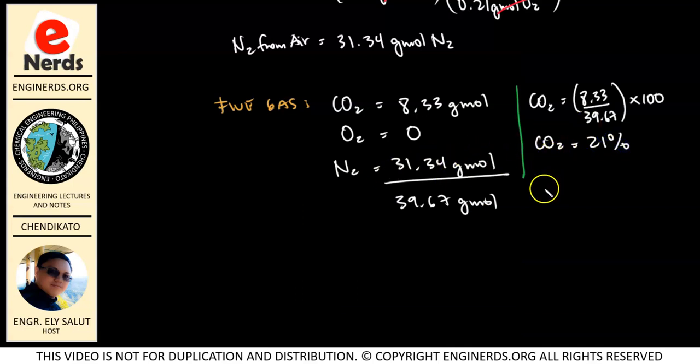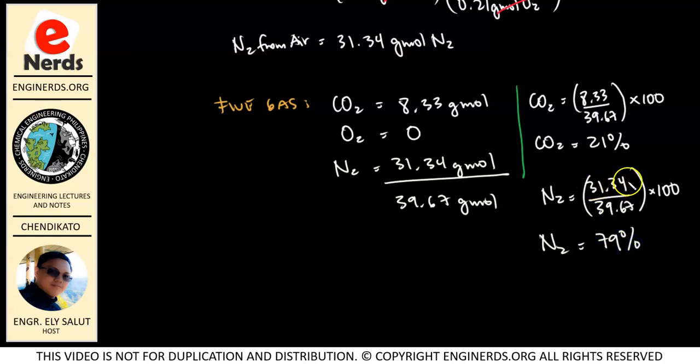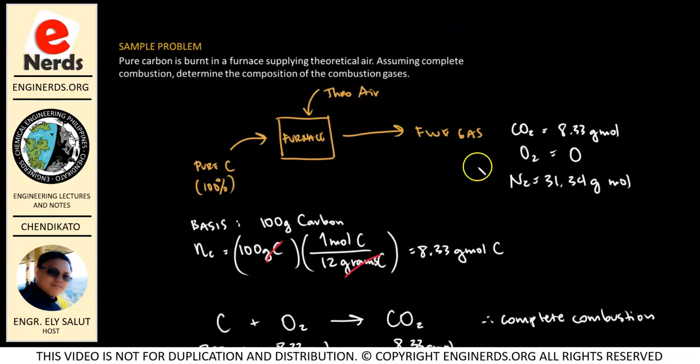So gaano karami naman yung N2 natin? N2 is equal to 31.34 divided by 39.67 times 100. Okay, so we know we have 21% here, so therefore our N2 is equal to 79%. Okay, so 31.34 divided by 39.67 times 100 is equal to 79%. So therefore, yan yung sagot natin. So our CO2 is 21% and our N2 is 79% sa ating flue gas.